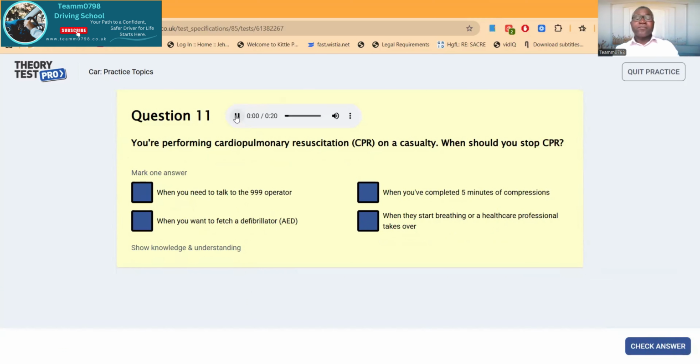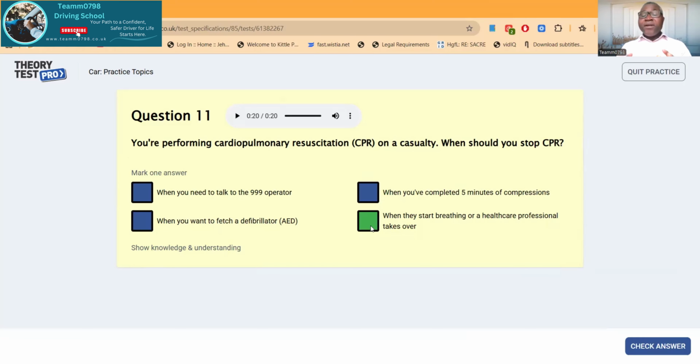You're performing cardiopulmonary resuscitation, CPR, on a casualty. When should you stop CPR? When you need to talk to the 999 operator. When you've completed 5 minutes of compressions. When you want to fetch a defibrillator, AED. When they start breathing or a healthcare professional takes over.